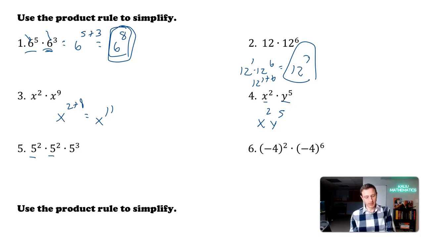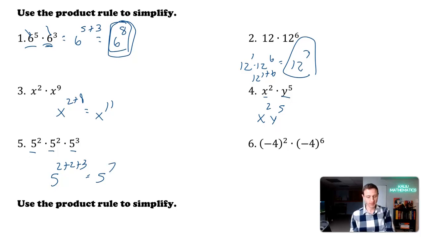And then here, number 5, 5 to the second, 5 to the second, 5 to the third, all the same base of 5. So we're going to do 2 plus 2 plus 3 to get 5 to the 7th. 2 plus 2 is 4, plus 3 is 7, so we get 5 to the 7th.